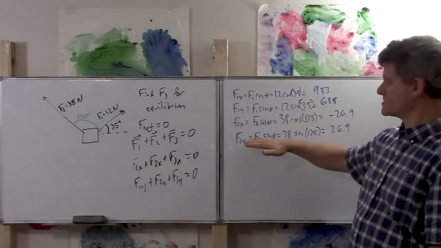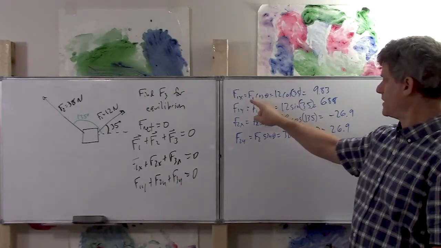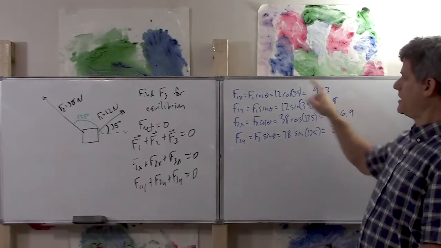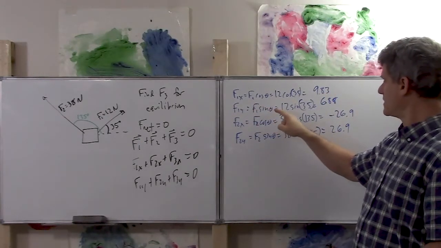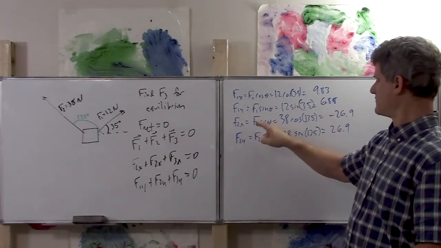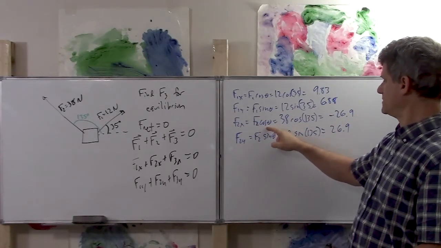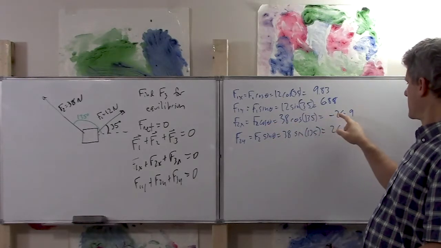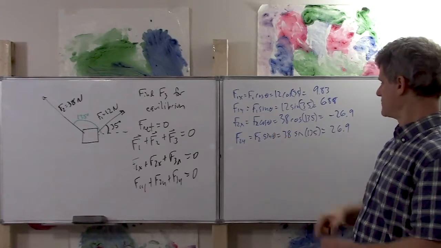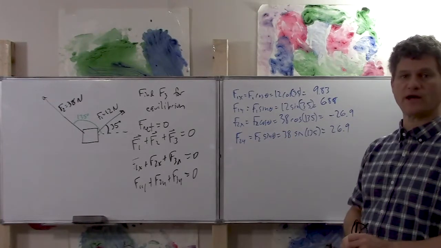So these are the components of F1x and F1y. F1x is F1 cosine of theta, and that comes out to 9.83. F1y is F1 sine of theta, and that comes out to 6.88. And F2x is F2 cosine of theta 2, and that comes out to negative 26.9. And F2y is F2 sine of theta 2, and that comes out to 26.9.